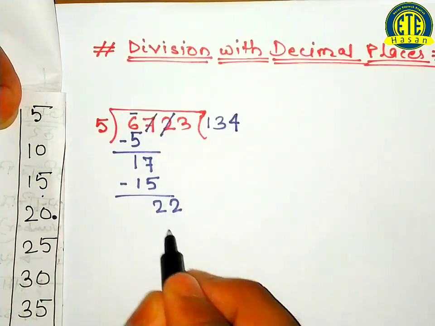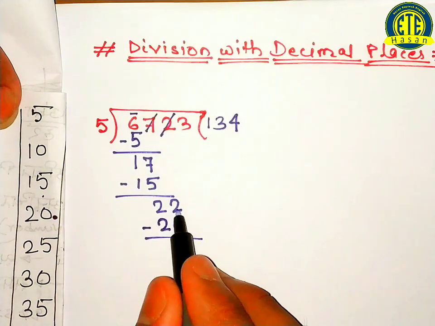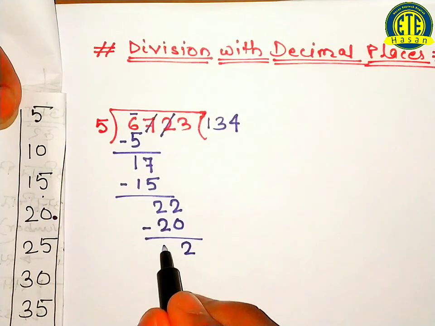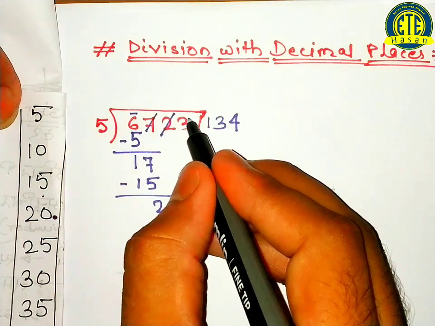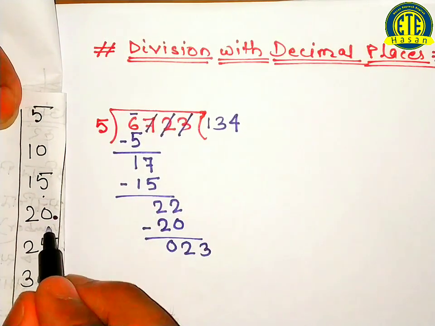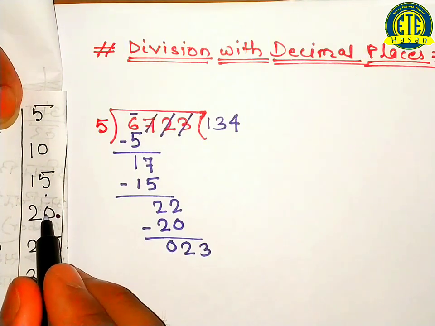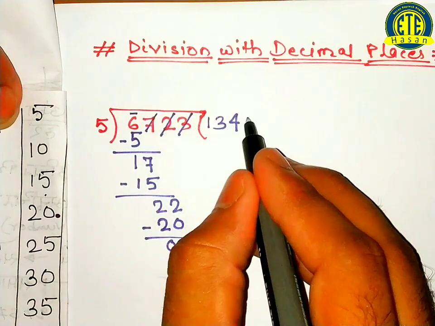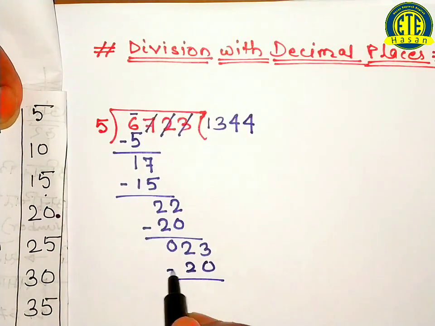5 4 is 20. Now subtract it. 2 minus 0 will be 2. 2 minus 2 will be 0. After subtracting, we have to note down the next number. The next number is 3. Write down 3 here. 23 lies between 20 and 25, which means we have to count up to 20. 5 4 is 20. Now subtract it. 3 minus 0 will be 3.